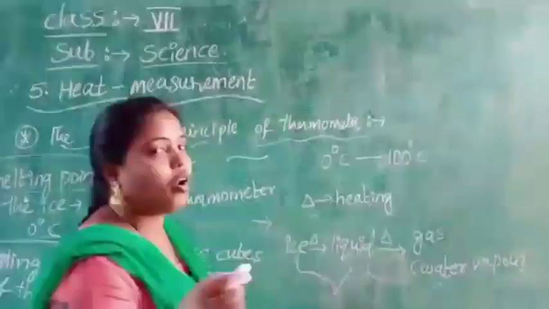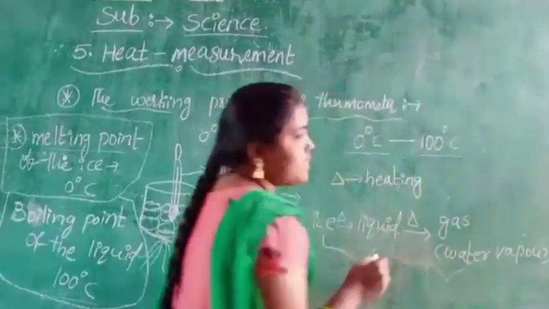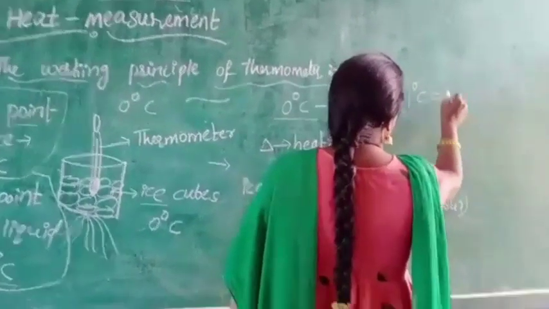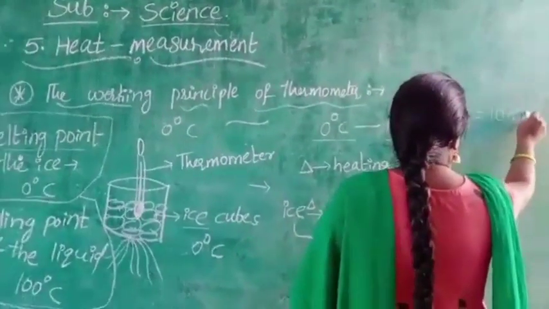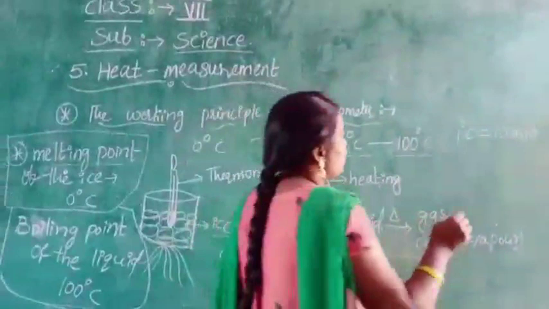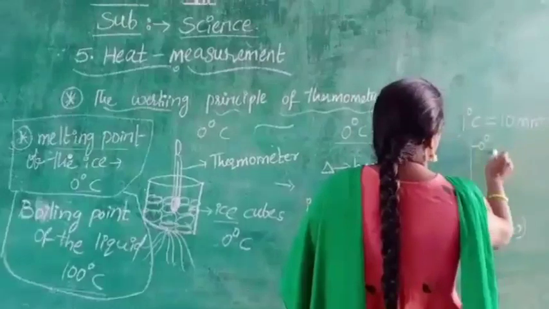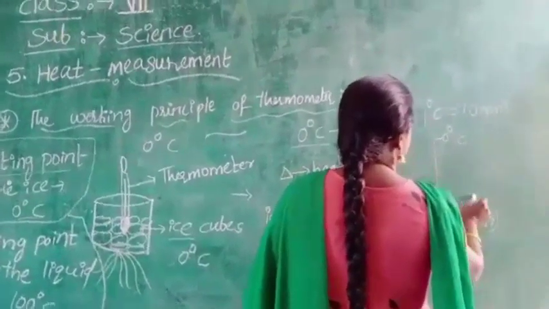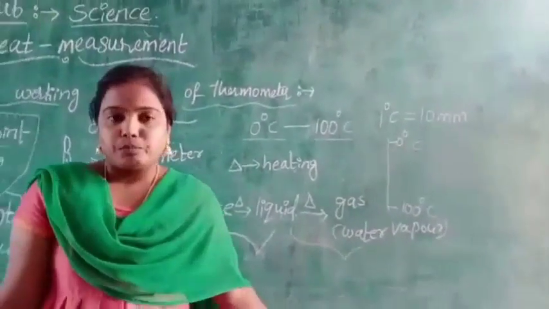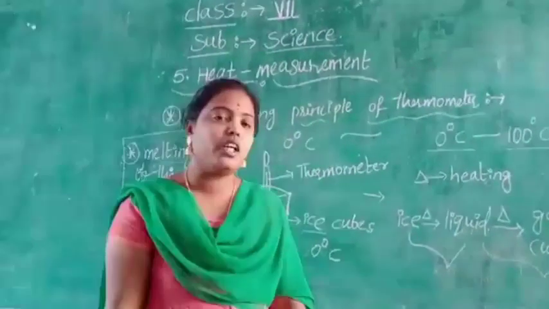If you want to draw a scale between 0 degrees centigrade and 100 degrees centigrade, then you take 1 degree centigrade equal to 10 millimeters. Then you draw from 0 degrees centigrade to 100 degrees centigrade. The thermometer is very essential to record the temperature.